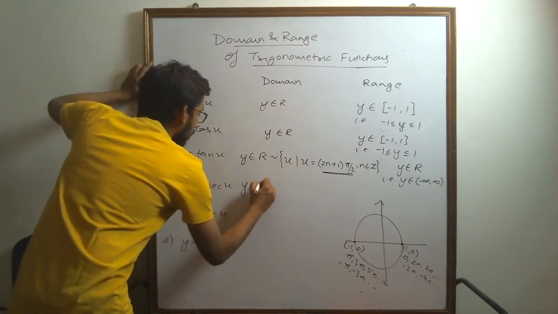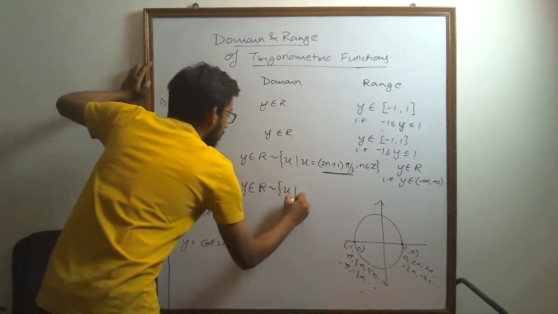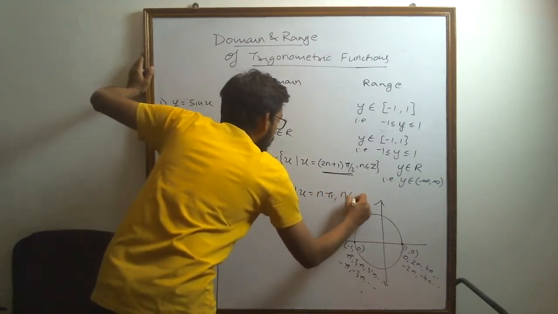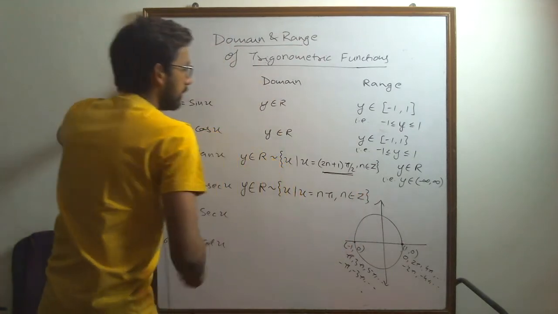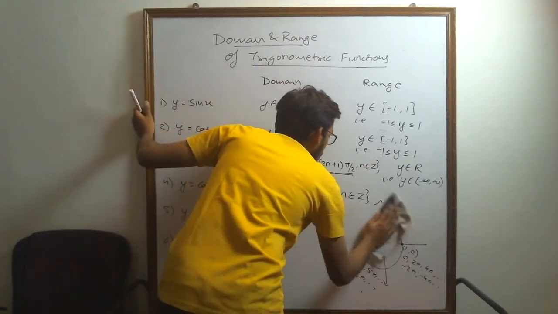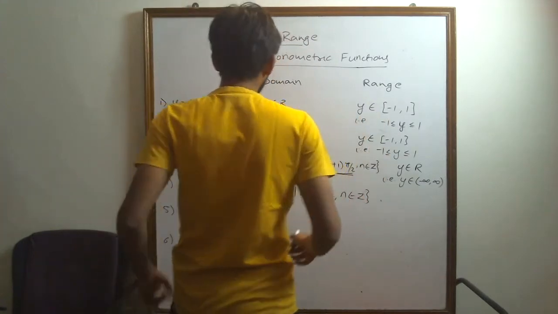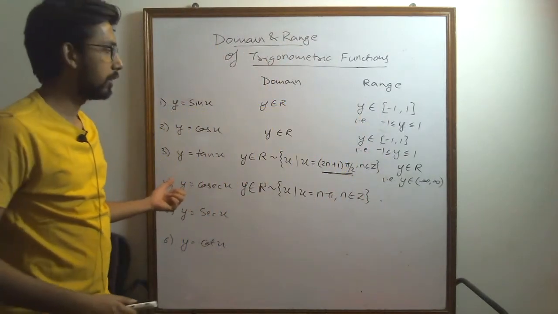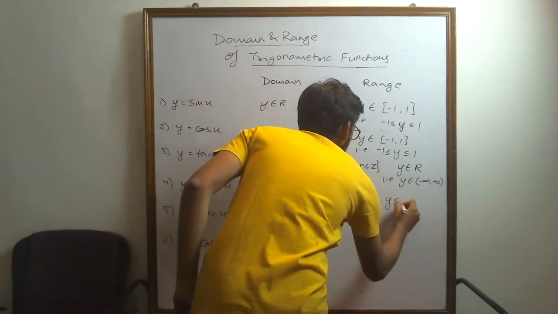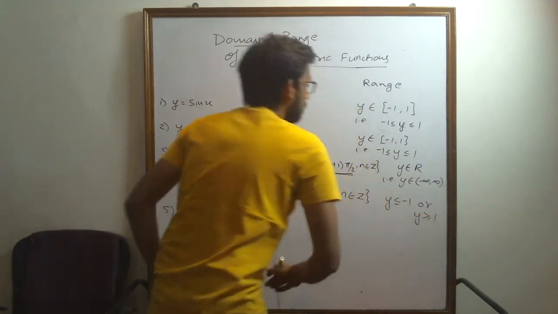So y belongs to the set of real numbers excluding the set where x is equal to n pi, where n is an integer. This means we are removing those values for which sin x is 0 to get the domain of cosec x. Now the range of cosec x is y less than or equal to -1 or y greater than or equal to 1.